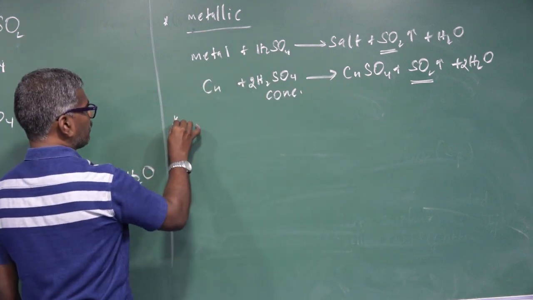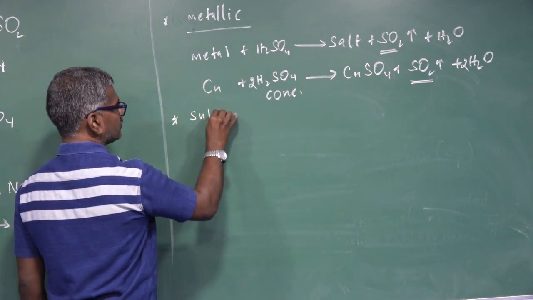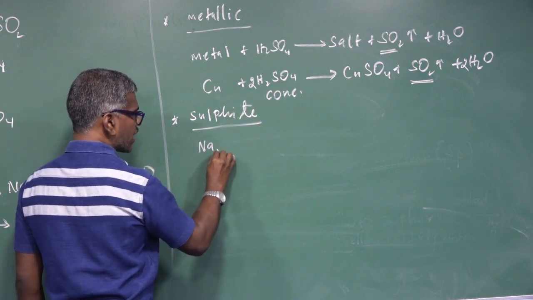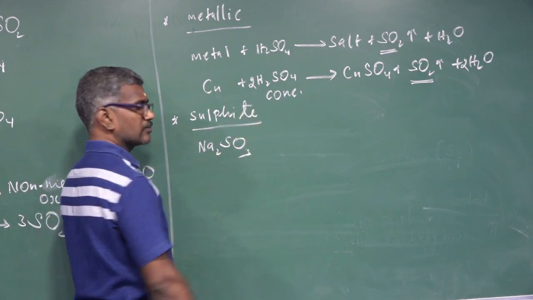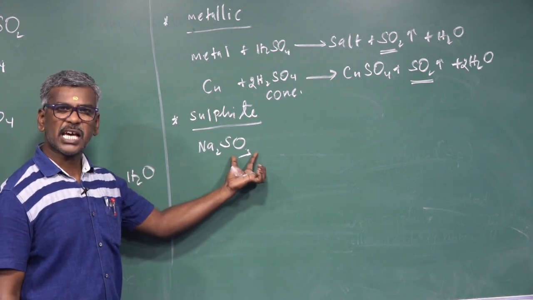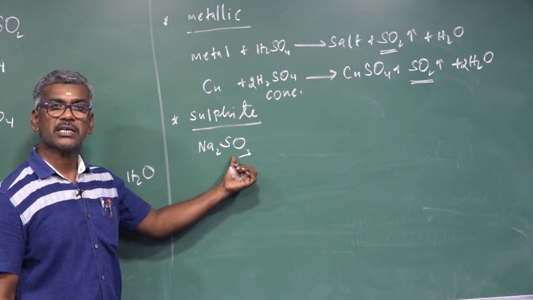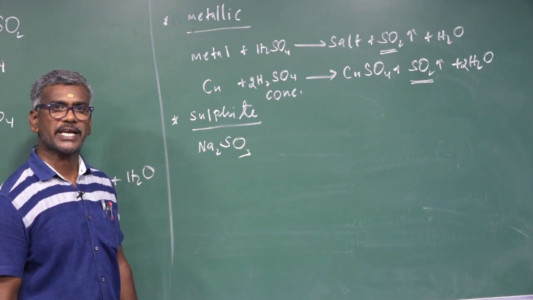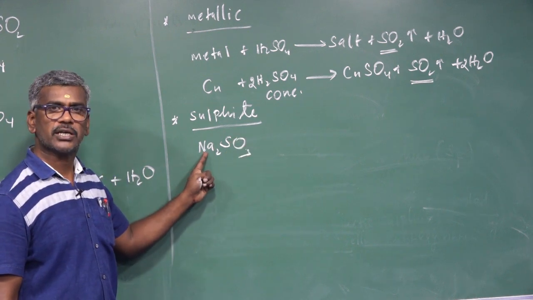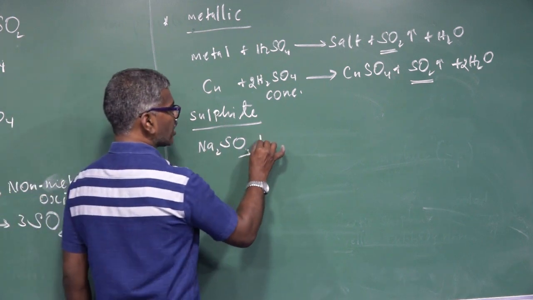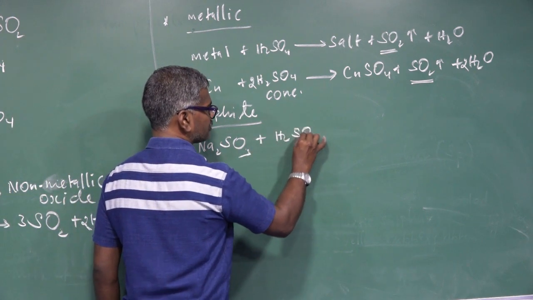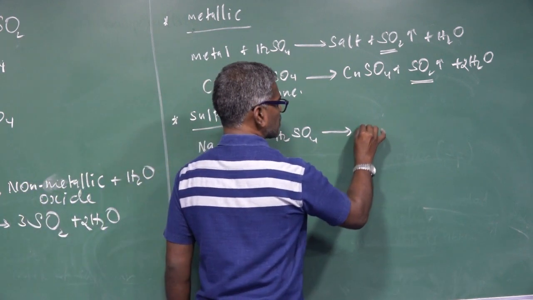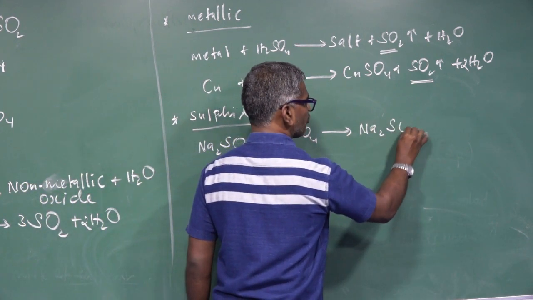Another one is from sulfite. Sulfite, that is sodium sulfite. Sulfate is SO4 2 minus, sulfite is SO3 2 minus, sodium valency 1, cross multiplication. This one reacts with sulfuric acid. Sodium reacts with the sulfate to form Na2SO4.